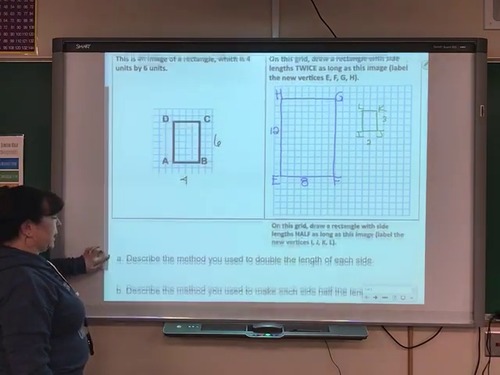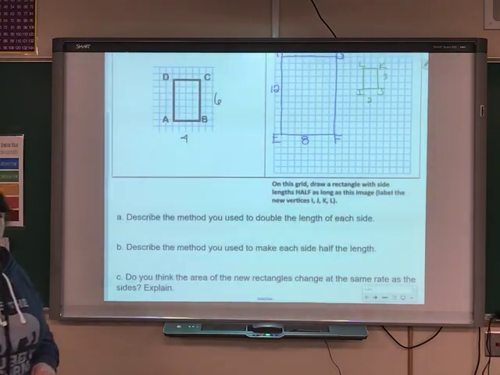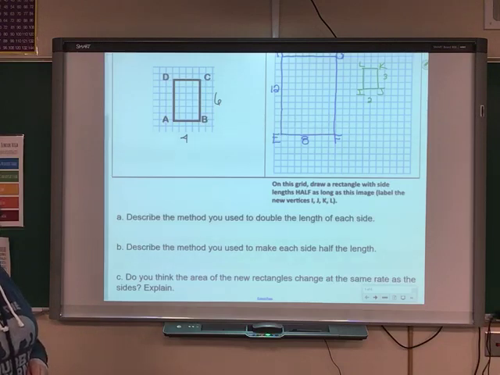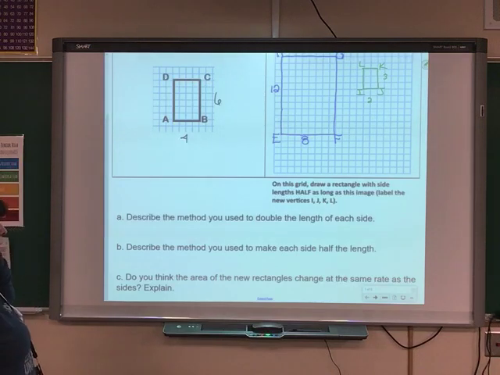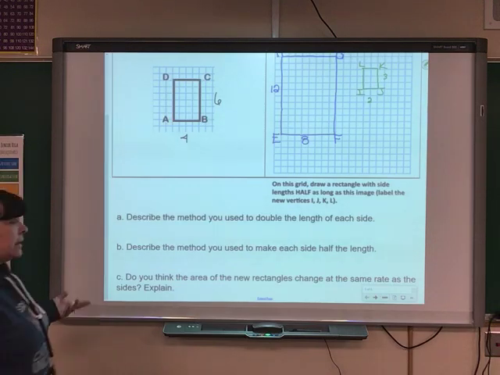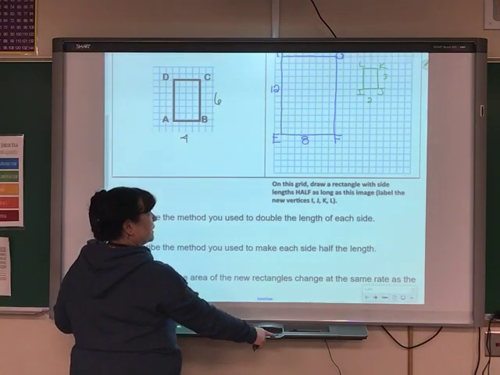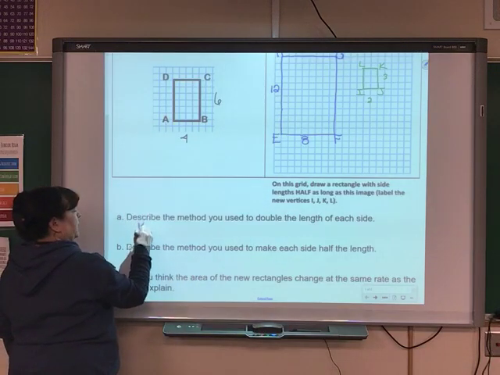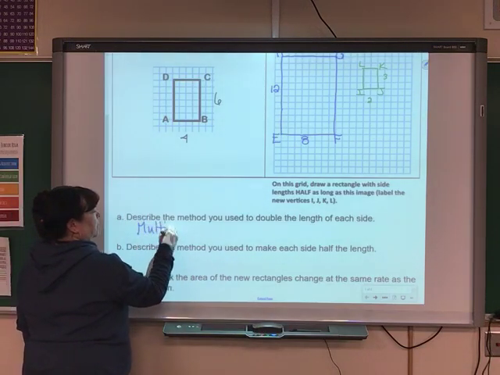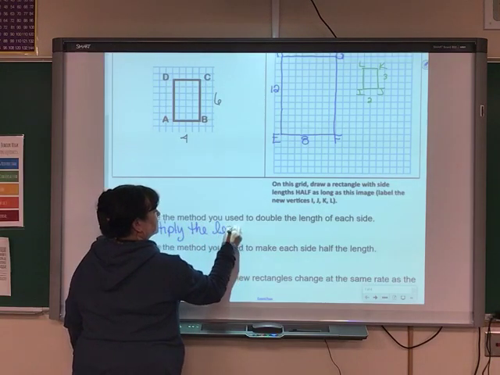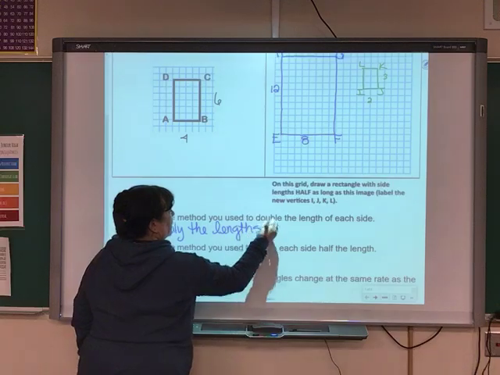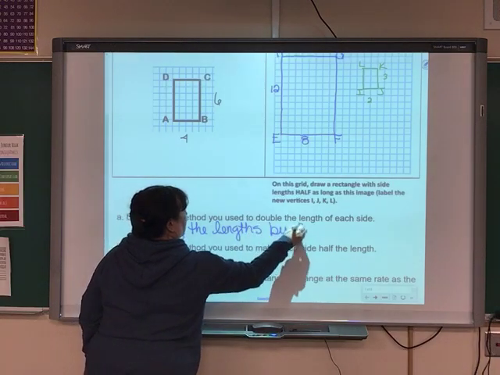As we look at our questions here, feel free to pause this at any point in time to catch up with the drawing or to write the questions and the responses. Our first question says, describe the method you use to double the length of each side. Oh, that was easy. Double and twice mean the same thing. So all we did was multiply the lengths by 2.